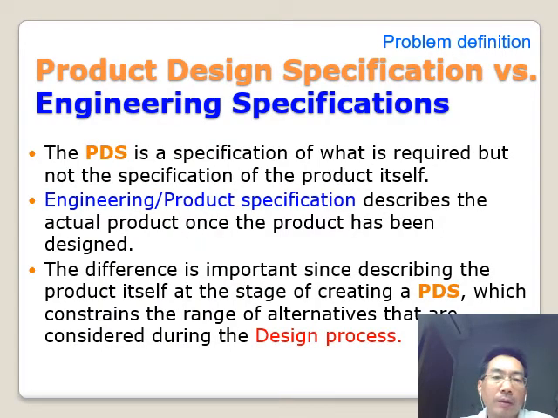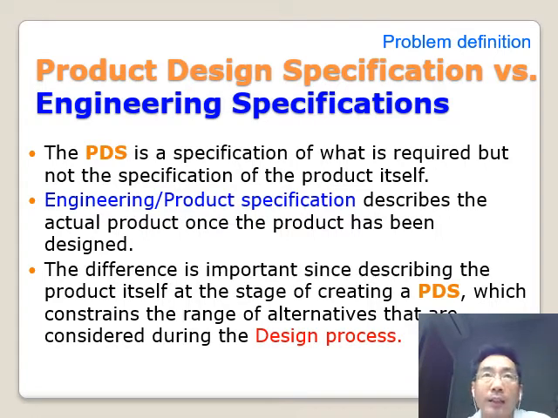Okay, let's summarize the PDS. Actually, the PDS is a skeleton of the product design. So it may draw a boundary, or mention required features or functions and so on. It is sometimes very close to the engineering specifications. So now we discuss product design specification versus engineering specifications. The PDS is a specification of what is required, but not the specification of the product itself.